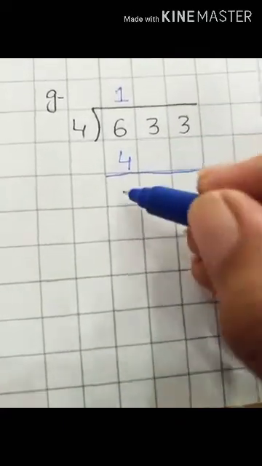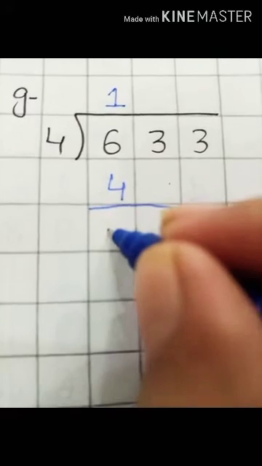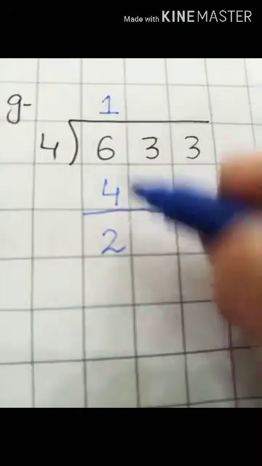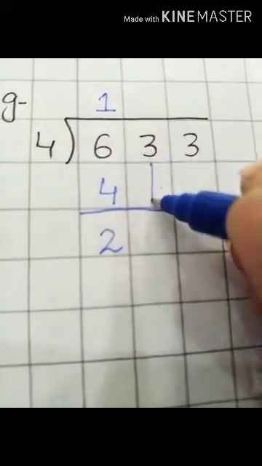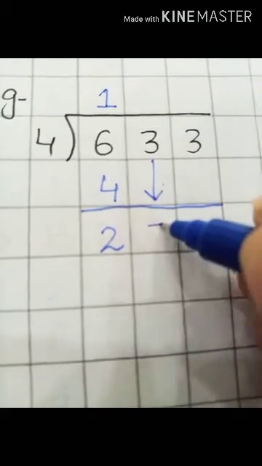So students, next is our part G, in which we are going to divide 633 by the divisor 4. Let's compare our divisor with the first digit of our dividend. 4 1s are 4, because I can't write 4 2s are 8 here. So 6 minus 4 is 2. Here I am writing the number 2. Students, 2 is smaller than my divisor, so I will have to bring this 3 down here, and this will become the number 23.